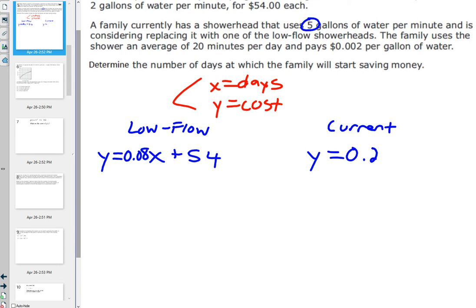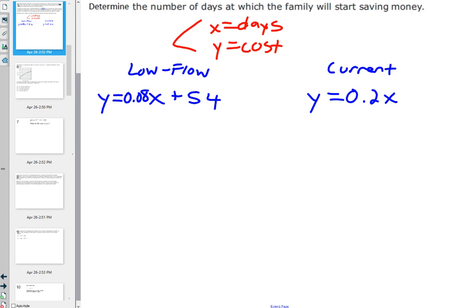I'm doing it in my head. Can you verify that? With the y-intercept being 0. Did I do that right or wrong? Yeah, 0.2.